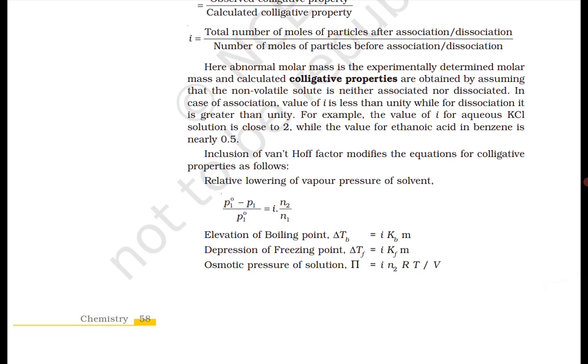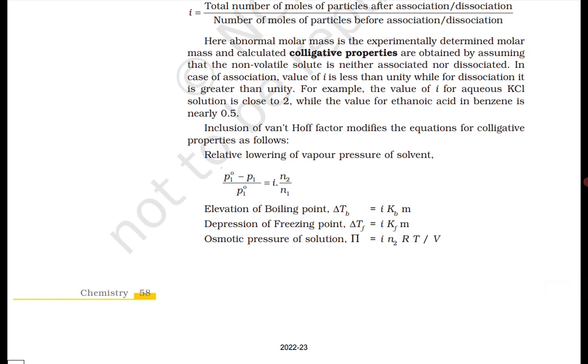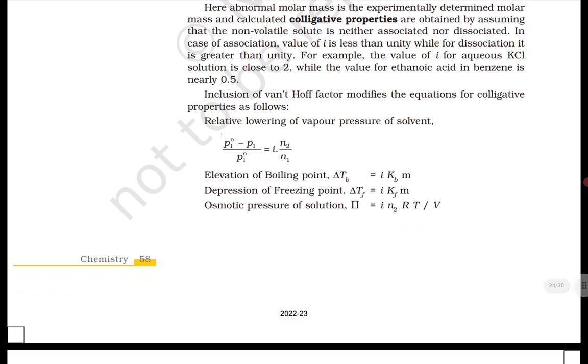Here, abnormal molar mass is the experimentally determined molar mass, and calculated colligative properties are obtained by assuming that the non-volatile solute is neither associated nor dissociated. In case of association, the value of i is less than unity, while for dissociation it is greater than unity. For example, the value of i for aqueous KCl solution is close to 2, while for ethanoic acid in benzene it is nearly 0.5.